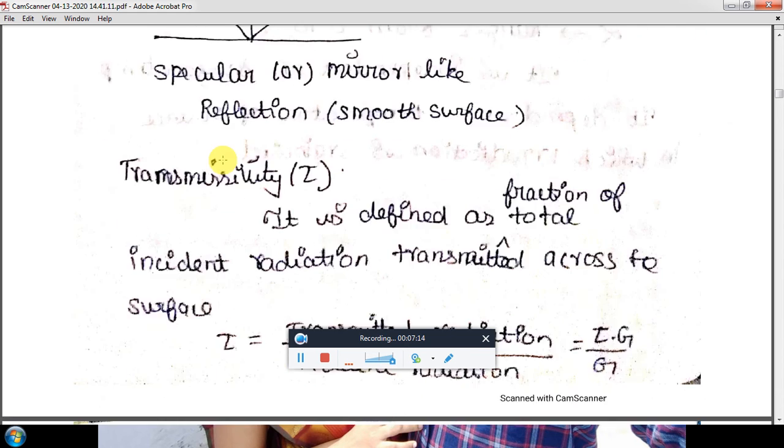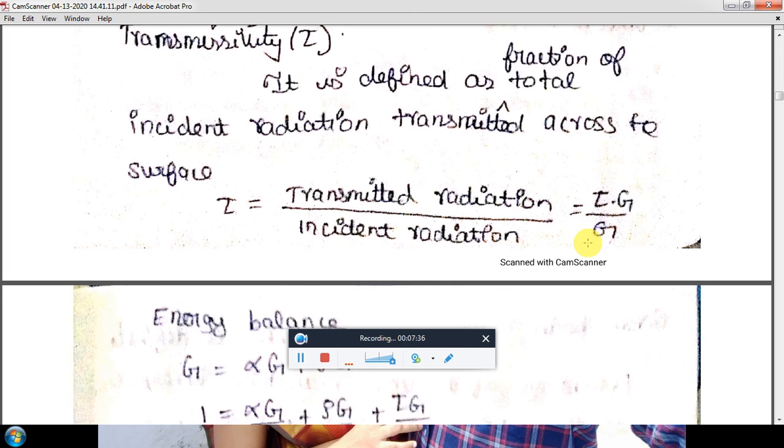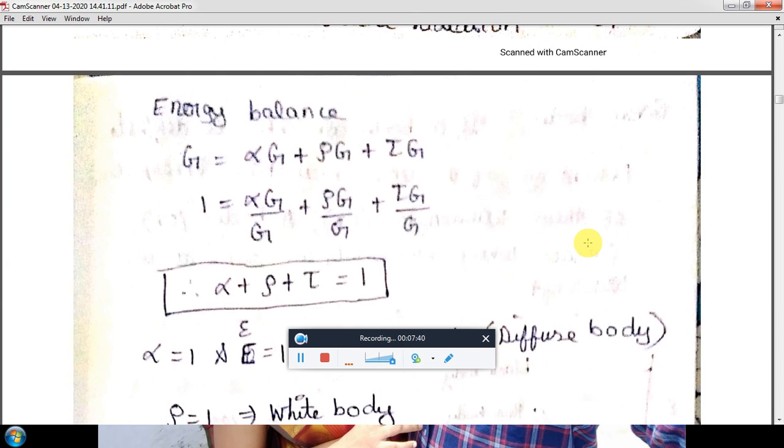So next is called transmittivity. Already you know transmittivity. It is defined as the fraction of total incident radiation transmitted across a surface or body. The symbol is tau. So tau is equal to transmitted radiation by incident radiation, that is tau G divided by G, G for irradiation. Now we can write an energy balance equation for absorptivity, reflectivity and transmittivity.